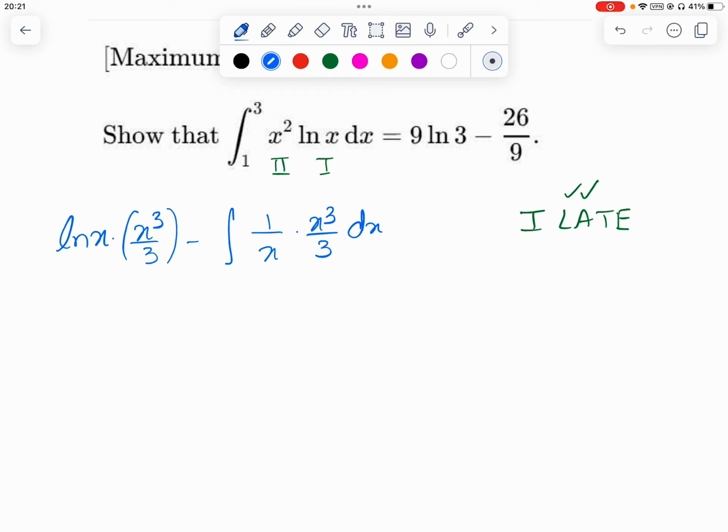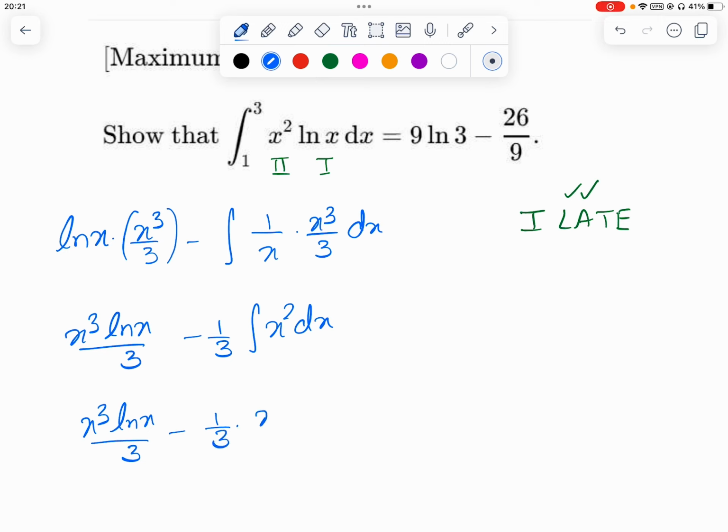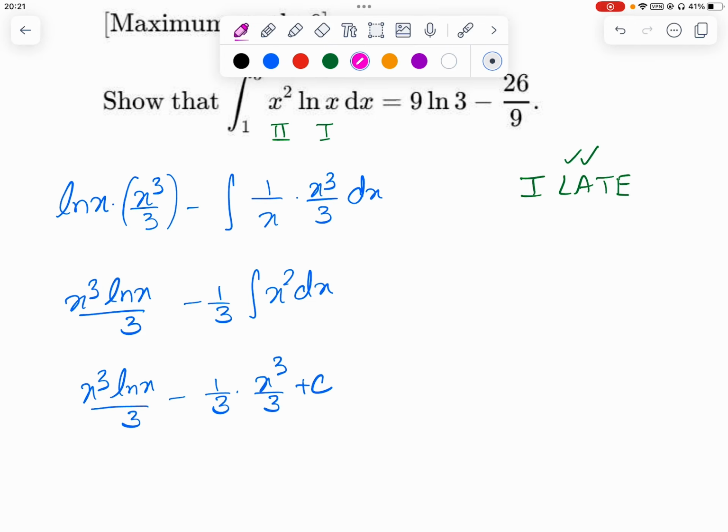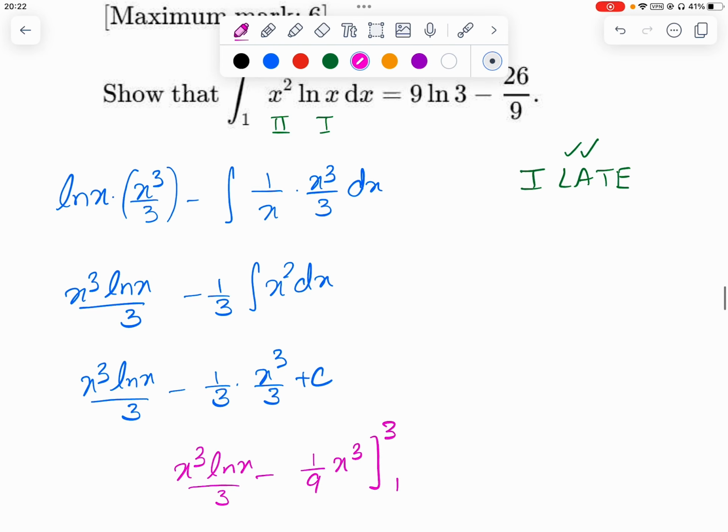First I'll do it with indefinite integrals. Then it becomes x cubed ln x upon 3 minus 1 upon 3 integral of x square dx. So x cubed ln x upon 3 minus 1 upon 3 times the integral of x square, which is x cubed upon 3, plus c. This is indefinite integral, but our talking is all about definite integral. So what am I going to do? x cubed ln x upon 3 minus 1 upon 9 x cubed from the limits 1 to 3.